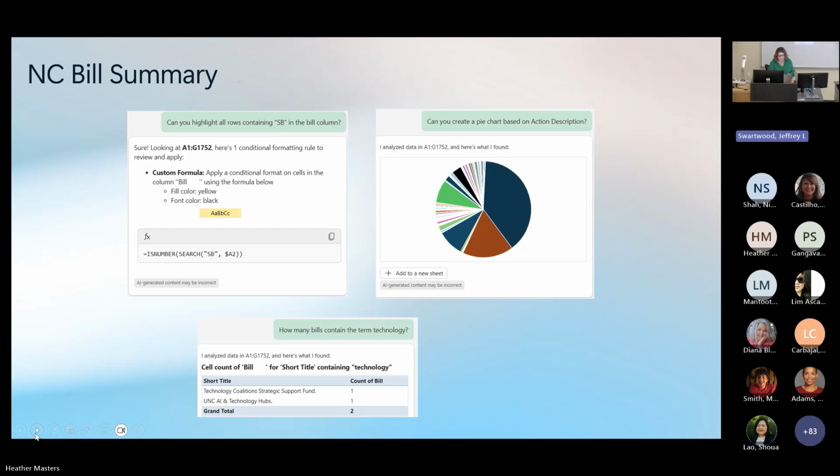And I had it make a pie chart, and you create a pie chart based on action descriptions. So the action descriptions was what the next action was for that bill, whether it was going to be signed or sent to be signed, whether it needed to go back to committee, and so whatever the next action was. And how many bills contain the term technology? So we had a couple there, just 2 bills containing the word technology.